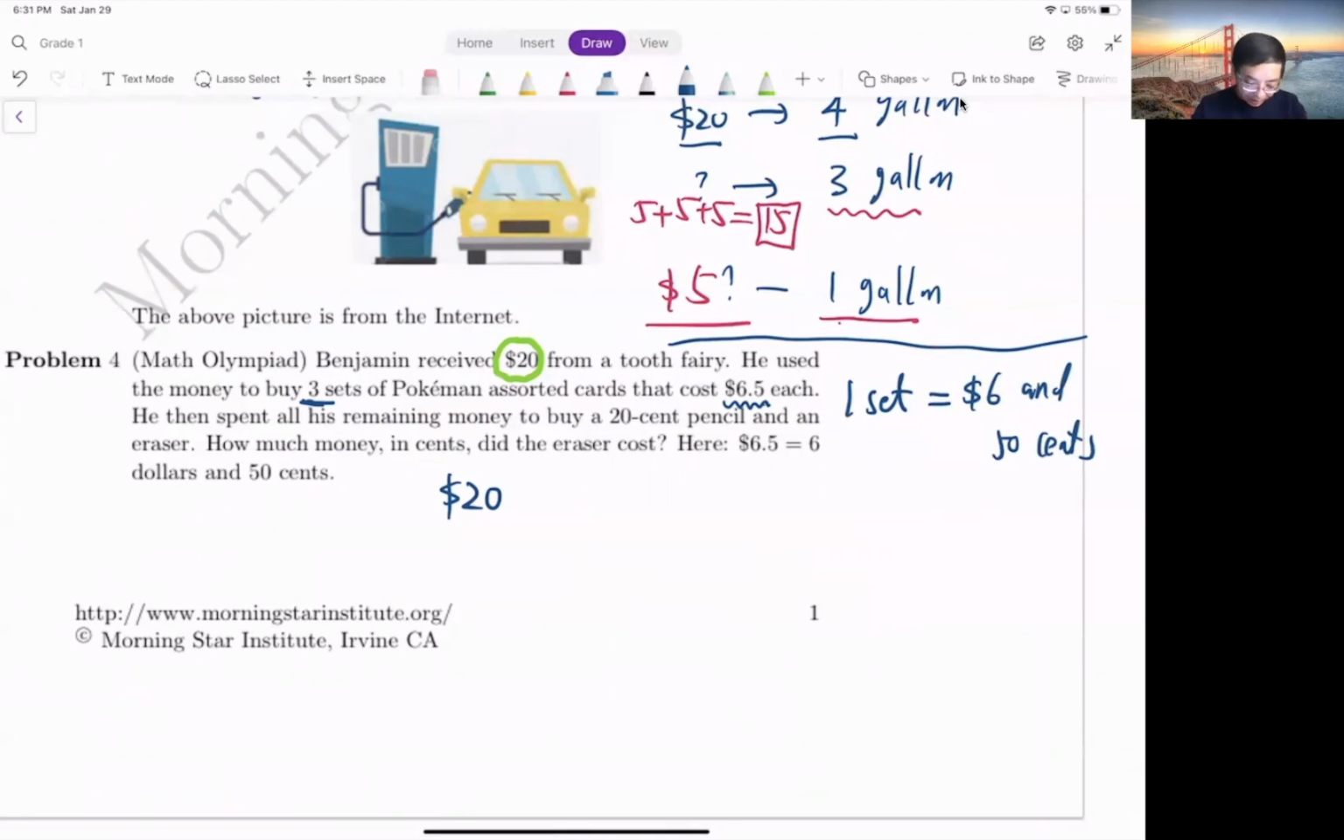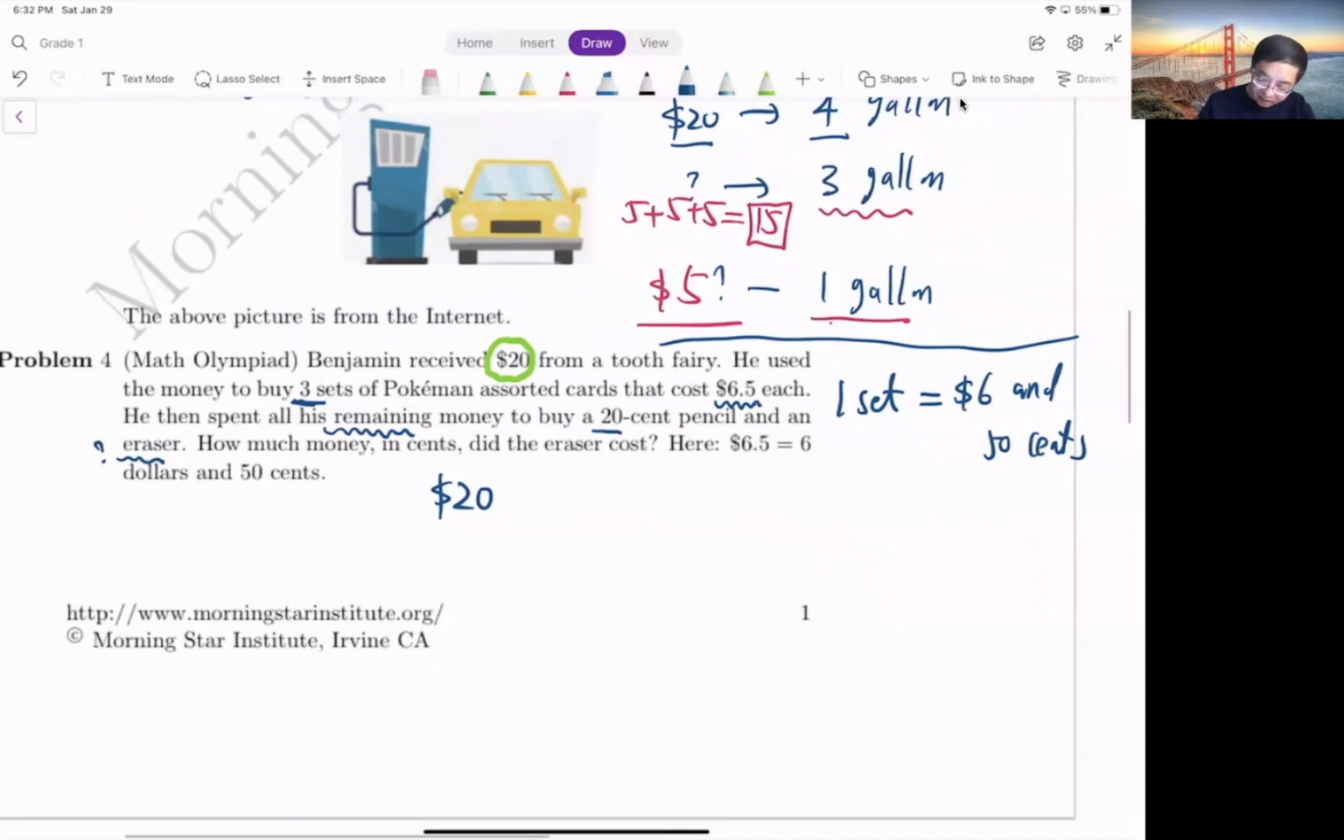Okay, then after 3 packs, he spent all his remainings to buy a 20-cent pencil and an eraser, right? We don't know how much this eraser cost. But that's the question. How much in cents did the eraser cost? Now, let's look at 1 set, right? 3 sets, right? Okay, it's 3 sets.